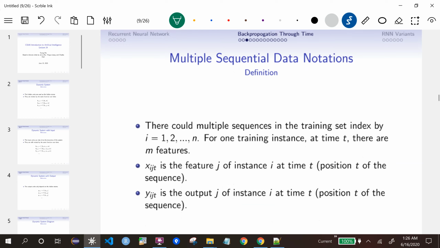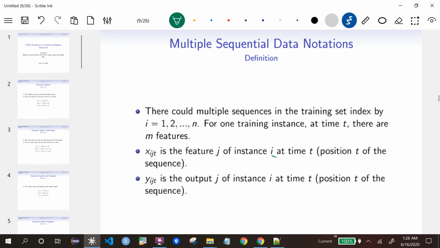The notation is kind of very complex, so I listed all of these here. For each instance, it's basically like each document, either a sentence or a whole document, and each feature is like the one-hot encoding of whether it's the first word in the vocabulary, in the dictionary, or the second word or the third word. So we have xijt, and t is basically the position of the word in a sentence.